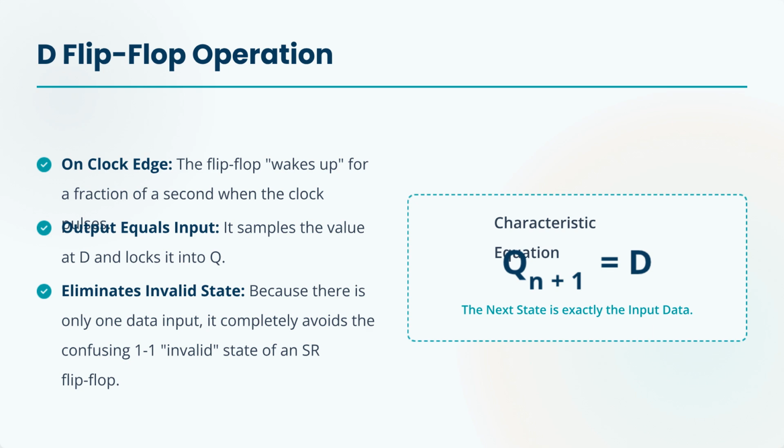The operation of the D flip-flop is straightforward. On the clock edge, the output equals the input, meaning the value at D is sampled and locked into Q. The characteristic equation Q of n+1 equals D clearly shows that the next state is exactly the input data. This simple design successfully eliminates the undesirable invalid state.